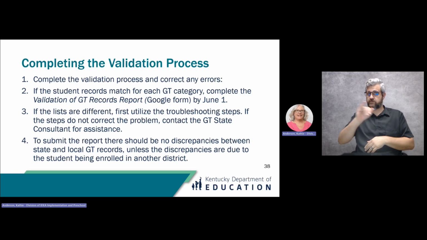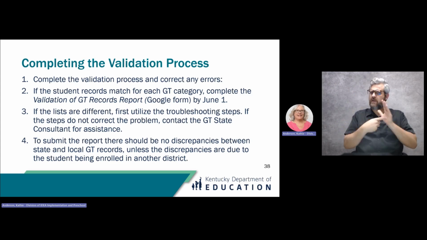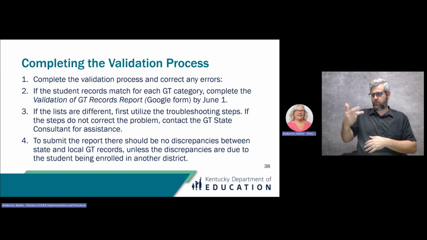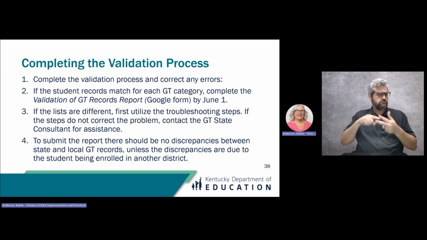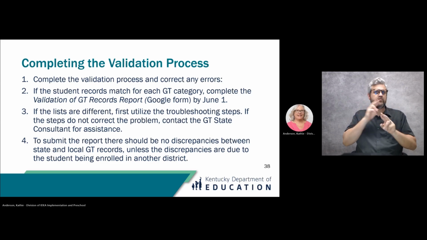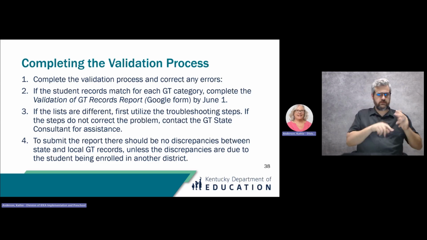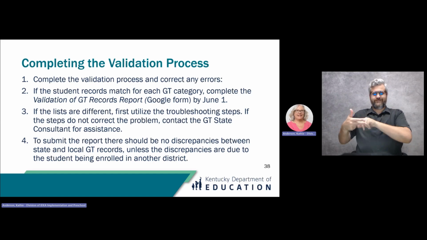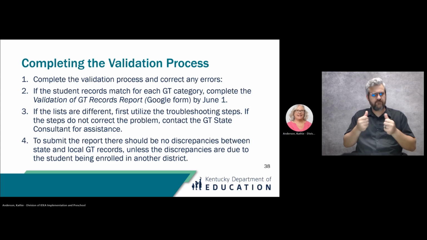An example of a discrepancy would be as follows. Jane has 3 records on the state report, and she should have 3 records on the local report. She might have a language arts, a math, and a visual performing arts record on the state report. Therefore, she should have these same 3 records on the local report. If she does not have 3 records on each report, use the following troubleshooting steps to correct the records.